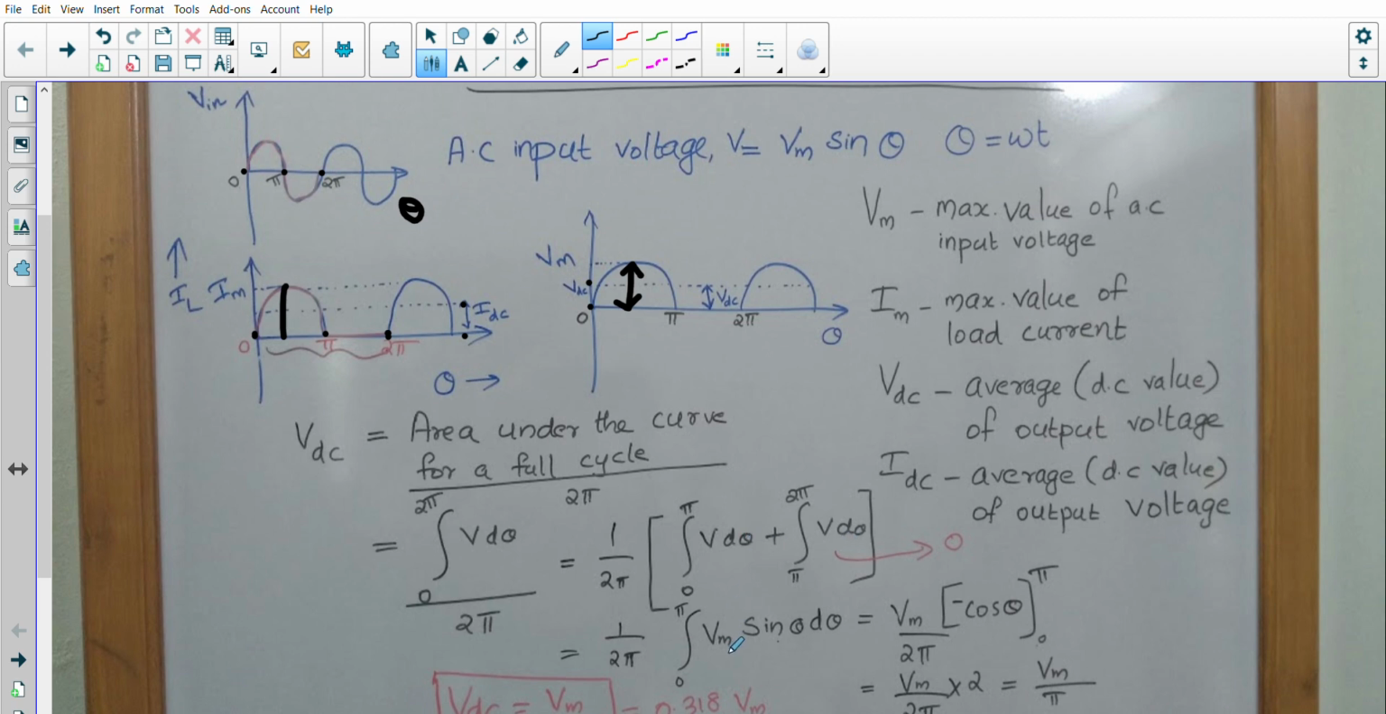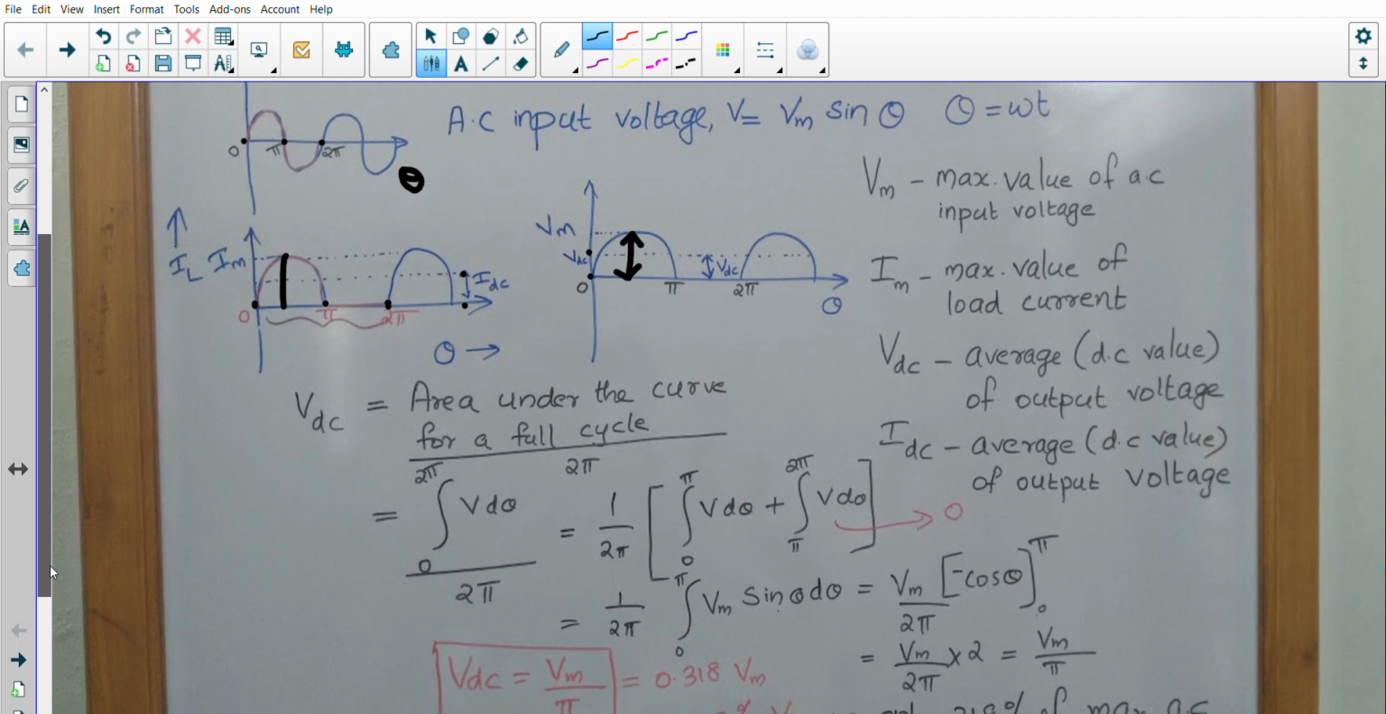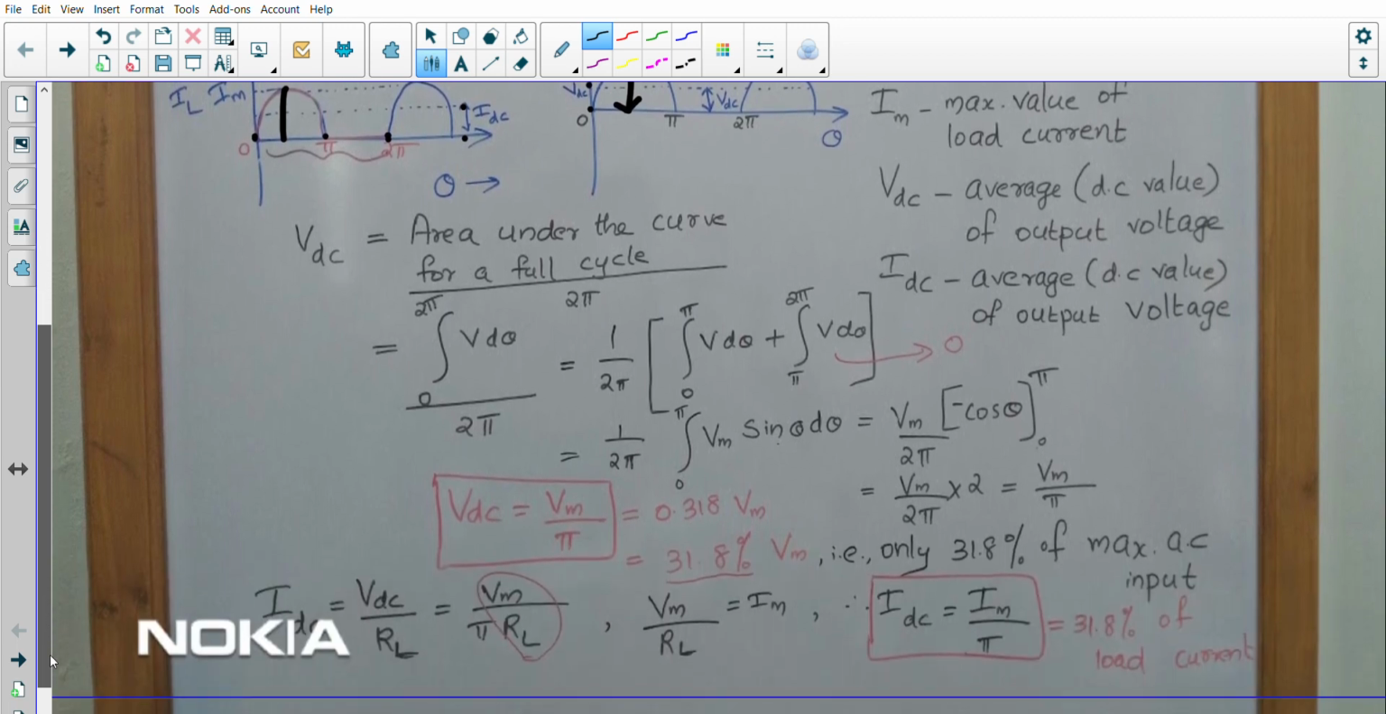So the integral 0 to pi of Vm sin theta d theta, times 1 by 2 pi, is Vm by 2 pi times the integral of sin theta, which is minus cos theta, with upper limit pi and lower limit 0. By putting the upper and lower limits we get 2. So Vm by pi. So we can say that VDC is equal to Vm by pi. 1 by pi is 0.318, so VDC is 0.318 Vm. That is only 31.8% of the maximum AC input is getting to the output.